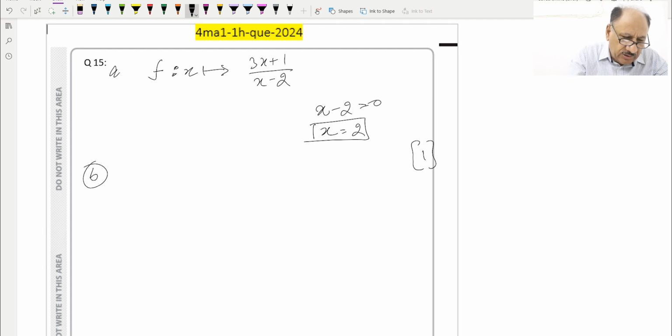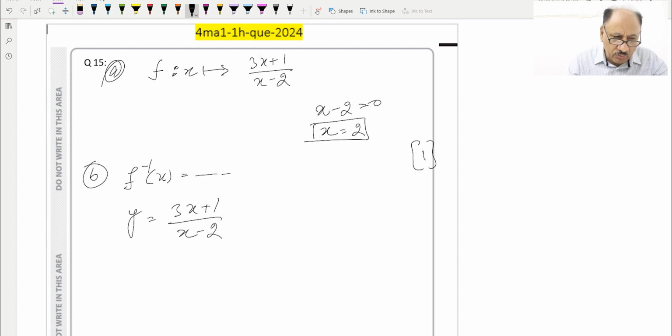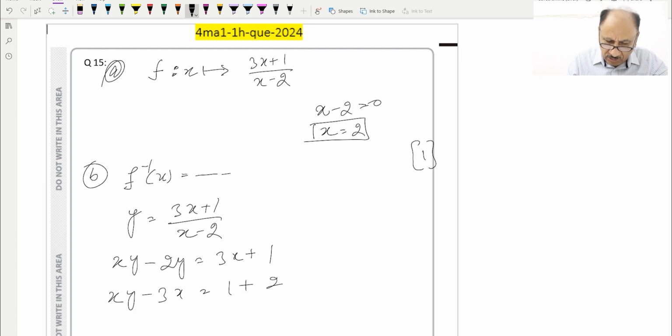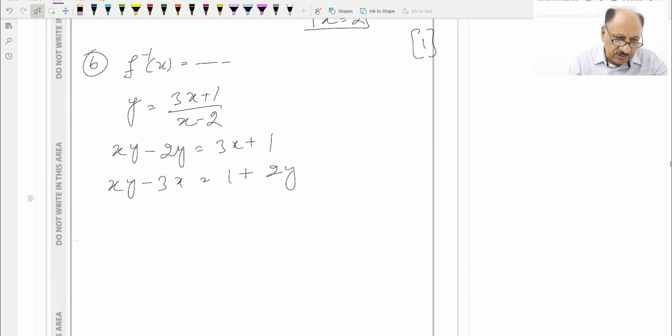This was part A which we have completed. Part B says express the inverse function f inverse in this form. So we can write y is equal to 3x plus 1 over x minus 2. We need to make x the subject, so cross multiply. So xy minus 2y is equal to 3x plus 1. Now we can shift 3x to the other side, so it will be minus 3x, and 2y to the other side, so 1 plus 2y.